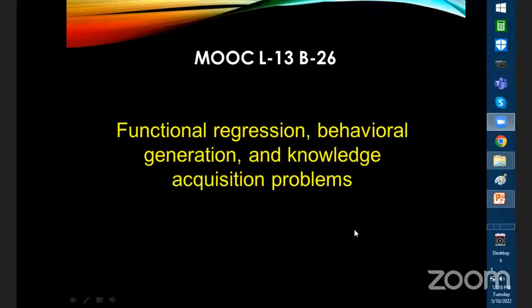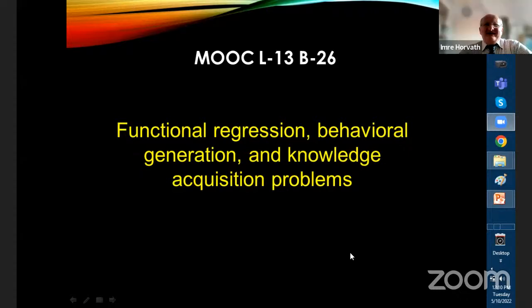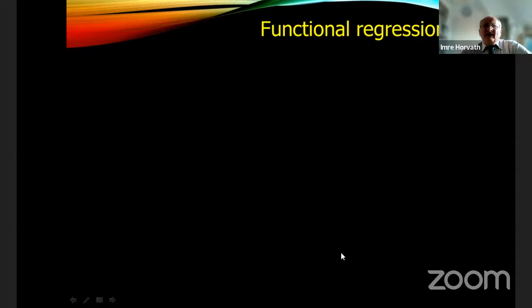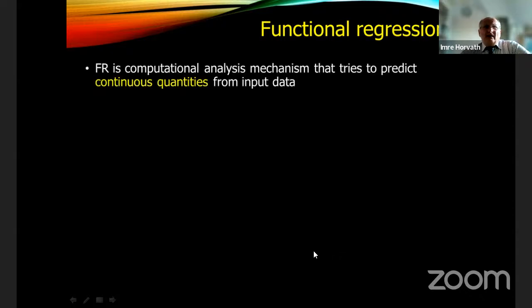Okay. Thank you. I share the screen and then I go further with the second part, which is the functional regression, behavioral generation, and knowledge acquisition problems. So what is this canonical problem, which is typically referred to as functional regression? Obviously, we know about mathematical regression, and you most probably heard about linear regression and these sort of things. Functional regression is a computational analysis mechanism that tries to predict continuous quantities from input data. So it is about providing not discrete data, but continuous data which can be used, for instance, for prediction, forecasting, and similar tasks.